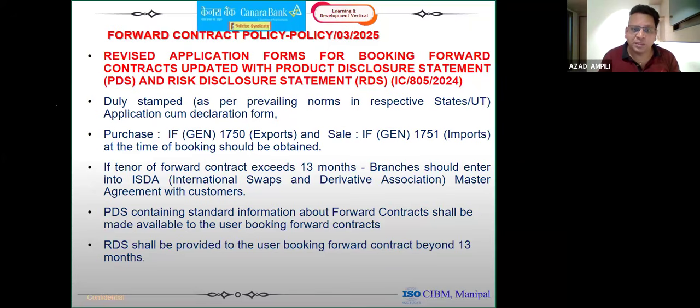Not only this. Forward contract, generally it will be booked for 1 year only. More than 1 year also, some people may ask. We are booking that. If the tenor of a forward contract exceeds 13 months, branches should enter into an ISDA, International Swaps and Derivatives Association, master agreement with customers. Means they should know what the problems are if they don't use this. So for giving the details, we are taking that agreement signature. You can book more than 30 months also, but you have to sign this agreement.